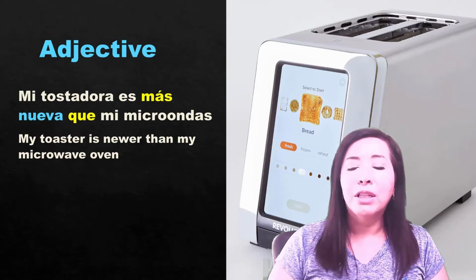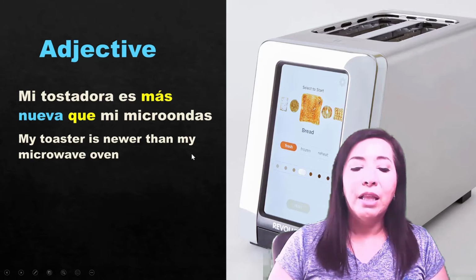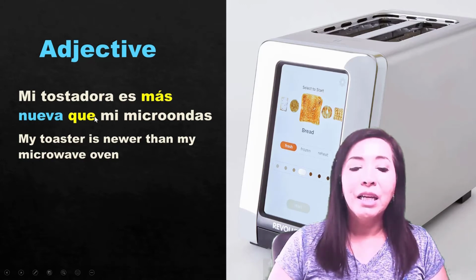So take a look at that toaster. That's actually not my toaster. I wish I had one like that. In this case, I'm going to say más nueva que. Now, notice that in English, you say my toaster is newer than my microwave oven. So you just added ER to the word new. In Spanish, we don't have that. That does not exist. So if we were going to translate this literally, it would say my toaster is more new than my microwave oven.